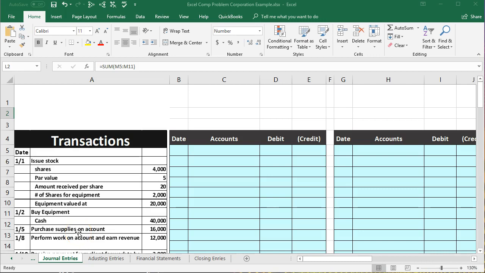In this presentation, we're going to enter our first transaction, the issuance of common stock for the corporation.